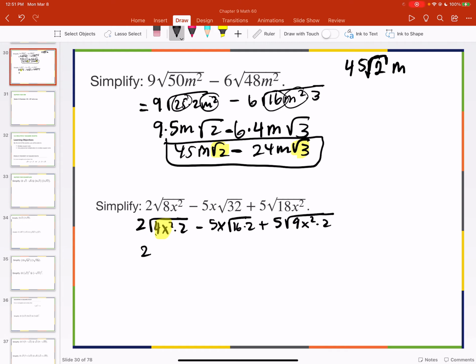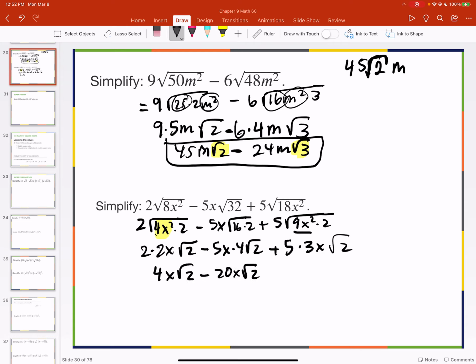The square root of that is 2x, and then you're left with root 2 on the inside, 2 underneath the radical. And then here you have 5x times 4 root 2 plus 5 times, this is a perfect square, 3x square root of 2. Okay, good. So let's go ahead and simplify. 4x root 2 minus 20x root 2 plus 15x root 2.